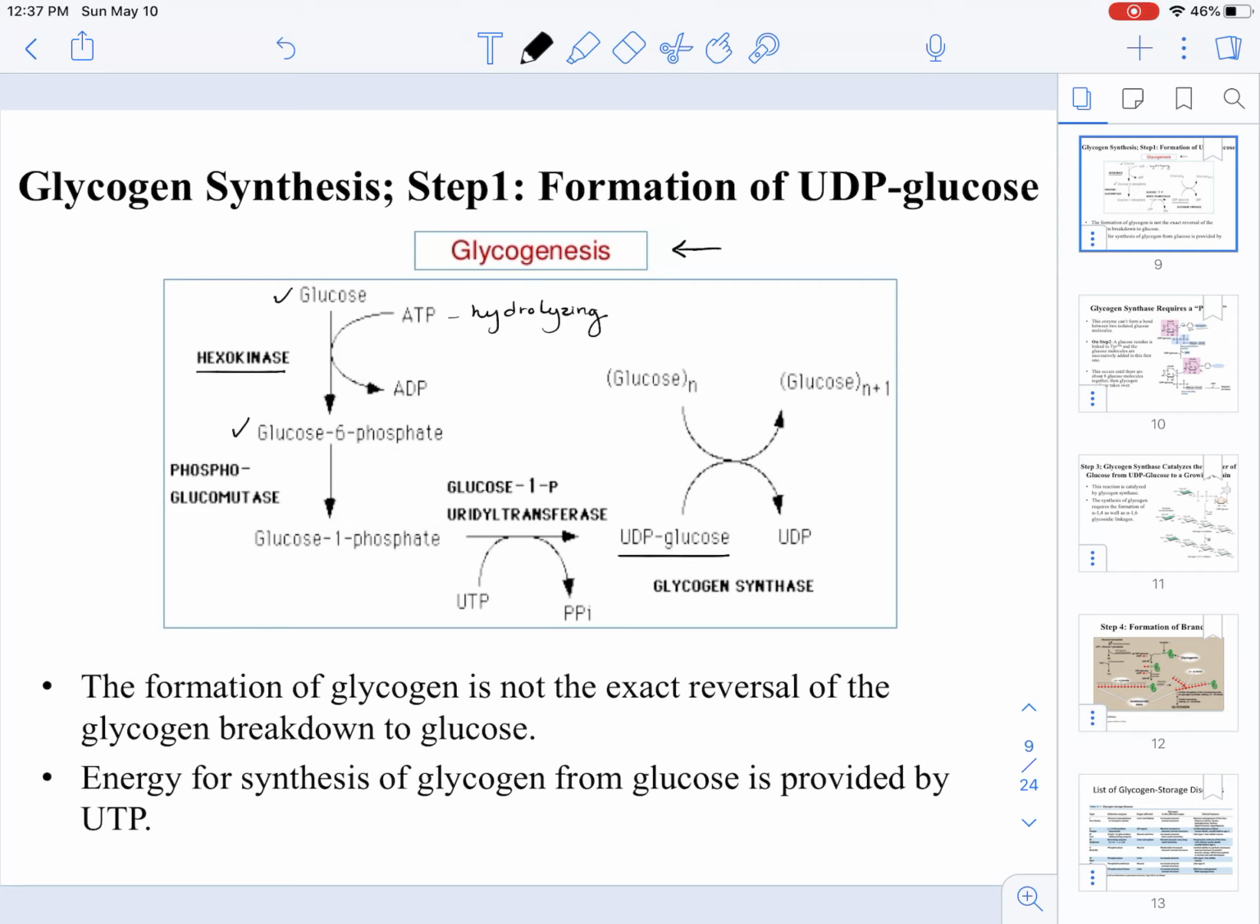Once we have glucose 6-phosphate, as you can see, phosphoglucomutase is actually going to be converting that glucose 6-phosphate into glucose 1-phosphate. Then, once we have the molecule of glucose 1-phosphate, we are going to have the enzyme glucose 1-phosphate uridyl transferase transfer from UTP a UDP molecule onto glucose. Understand that the energy for the synthesis of glycogen from glucose is provided by the hydrolysis of this UTP molecule.